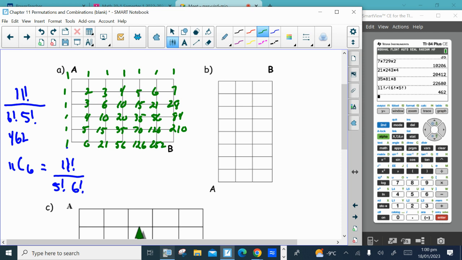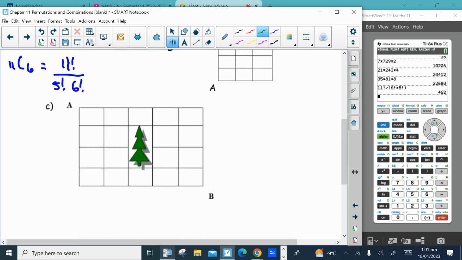252 plus 210 is 462. Same answer we got using factorials with repetition or combinations. We get the same answer. So when you have questions like A or B, you can follow this process. They are complete rectangular grids. There's no pieces missing.